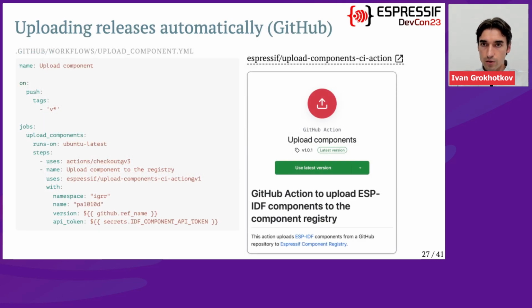Now let's get back to our main topic. Previously we have uploaded the version manually using the compote component upload command. So now let's do the same thing automatically in CI. For projects which are using GitHub to host their repositories, we provide a GitHub action called upload-components CI action. And you can add this action to your repository by creating a workflow file similar to the one we have here. The logic is very simple.